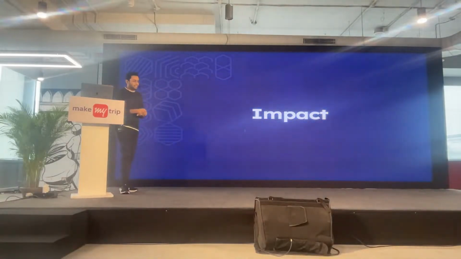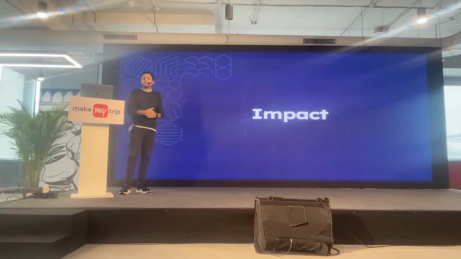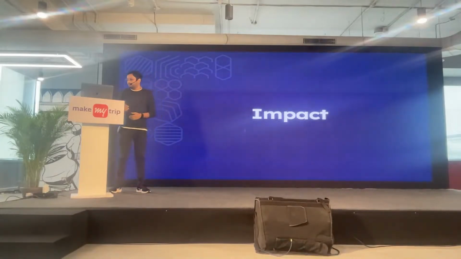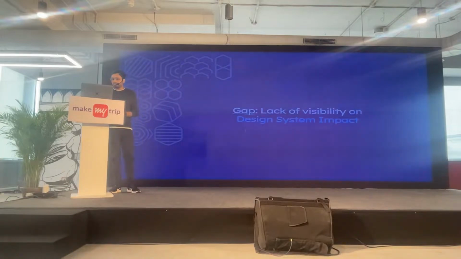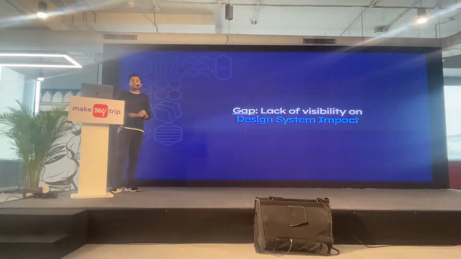The next thing that we kept thinking about is impact. We built so many things, we built plugins, we built so many components, we're making our developers and designers' lives easier. But our leadership keeps asking us about impact. What are you doing with all of this? How do I know if the design system team is actually progressing in the right direction? How do I know that I still need to invest in the design system? So the gap was that there was not a lot of visibility in the impact that the design system was creating.